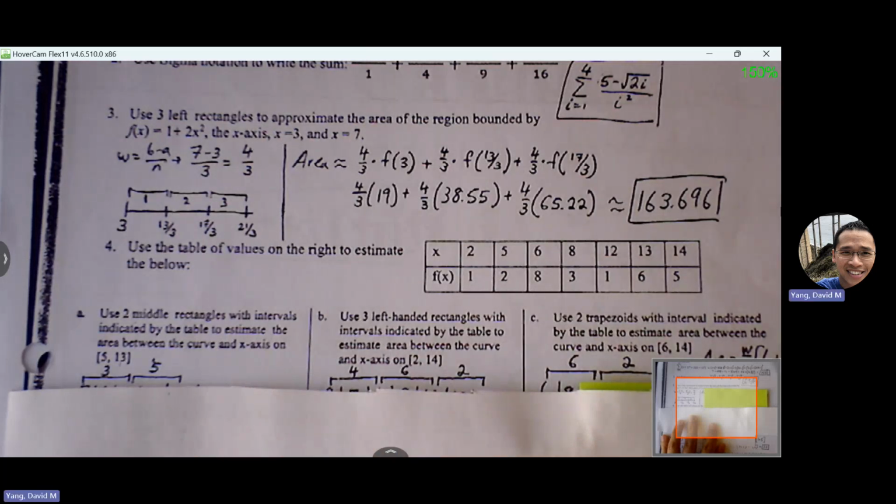Okay, number 4, table of values. You're picking off your width and height. Remember, your width comes from subtracting x values in the first row. Your height comes from just pulling the appropriate y value from the second row.